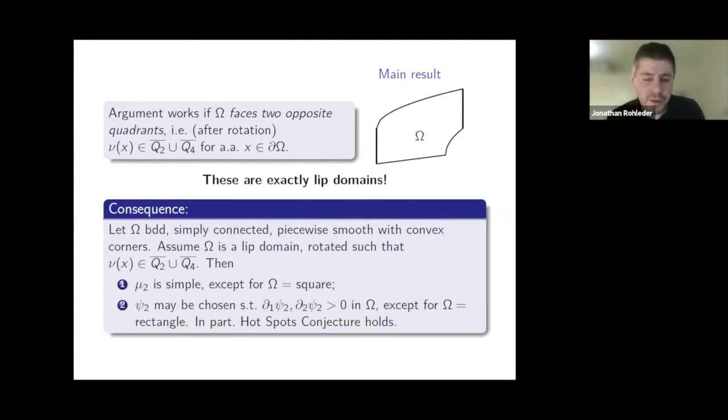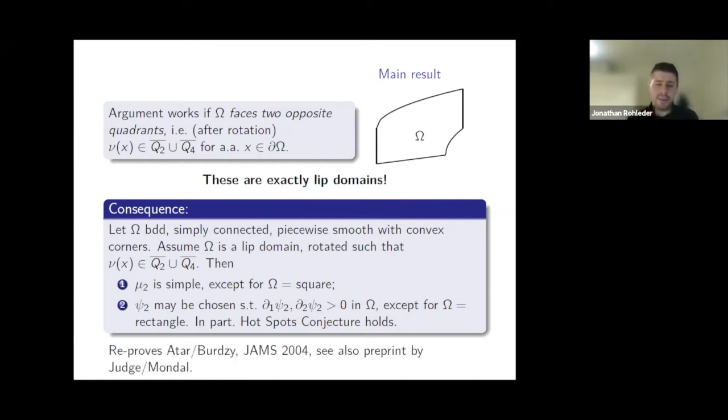location of the hotspots. I will show you some example, but that actually means this is a re-proof of the result by Atar and Burdzy on lip domains. Not more than that, you could say, but it is an entirely different method, and I do believe that this method has some very natural things that I will explain to you once more in a second.